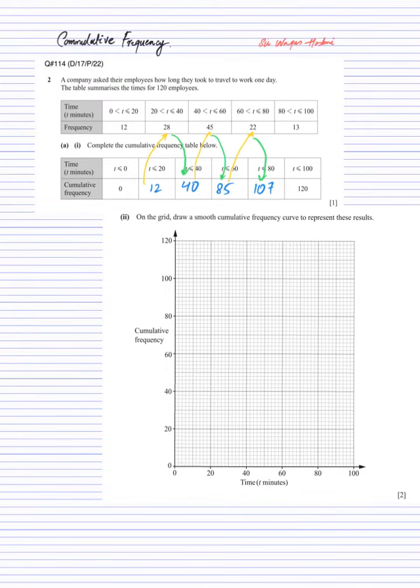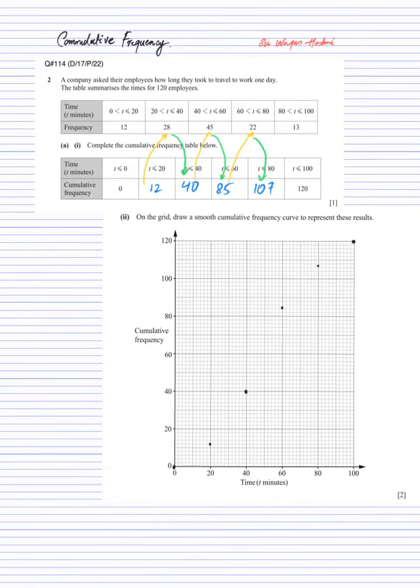At first, at t equal to 0, it is 0. So the first point is at the origin, at t equal to 0, it is 0. After that, when t is 20, the cumulative frequency is 12, and that is your point. After that, I have plotted all the points as indicated in this table. At 40 it's 40, at 60 it's 85, at 80 it's 107, and at 100 it's 120.